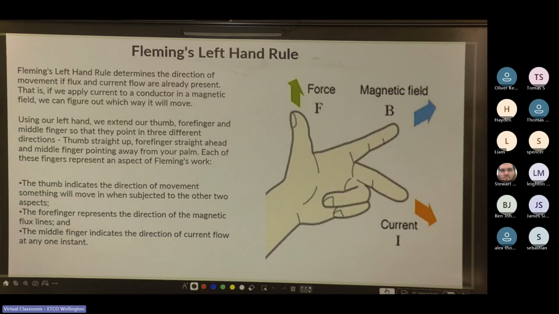Cool. And so remember Fleming's left-hand rule. You can see it here. So the left-hand rule determines the direction of movement if flux and current flow are already present. That is, if we apply current to a conductor in a magnetic field, we can figure out which way it will move. So always remember left and right-hand rules. Your left hand is for your motors, your right hand is for your generators, okay? You generate and you use what's left, okay?